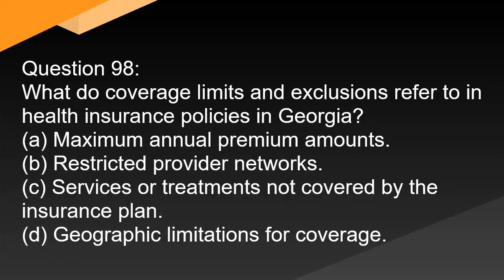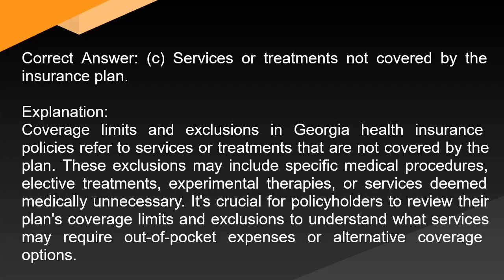Question 98. What do coverage limits and exclusions refer to in health insurance policies in Georgia? Correct answer: C. Services or treatments not covered by the insurance plan. Explanation: Coverage limits and exclusions in Georgia health insurance policies refer to services or treatments that are not covered by the plan. These exclusions may include specific medical procedures, elective treatments, experimental therapies, or services deemed medically unnecessary. It's crucial for policyholders to review their plan's coverage limits and exclusions to understand what services may require out-of-pocket expenses or alternative coverage options.